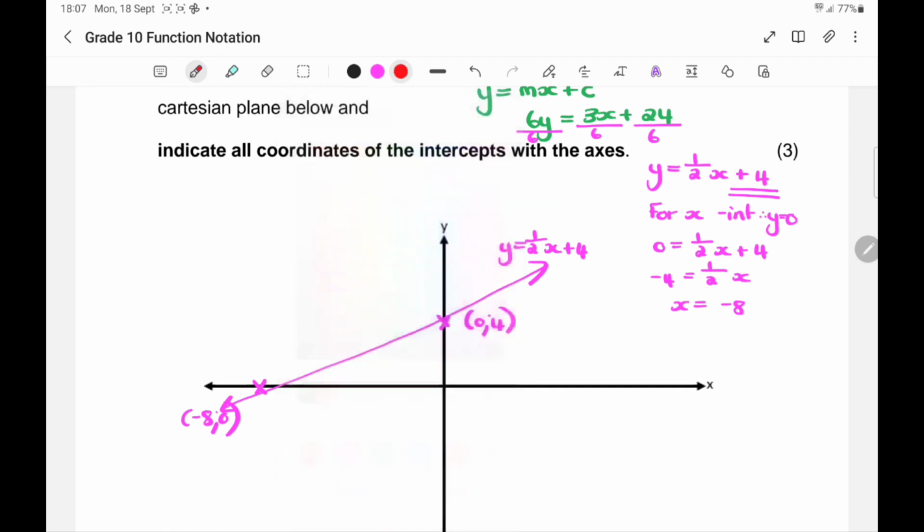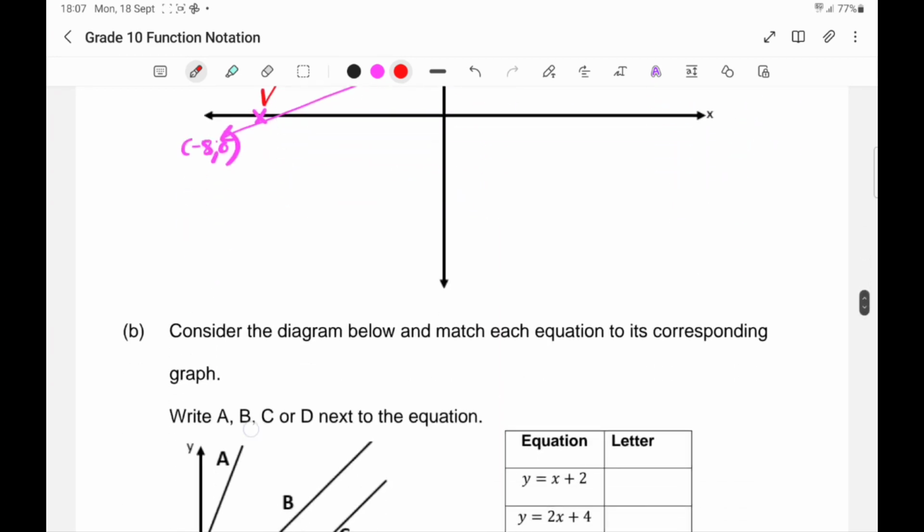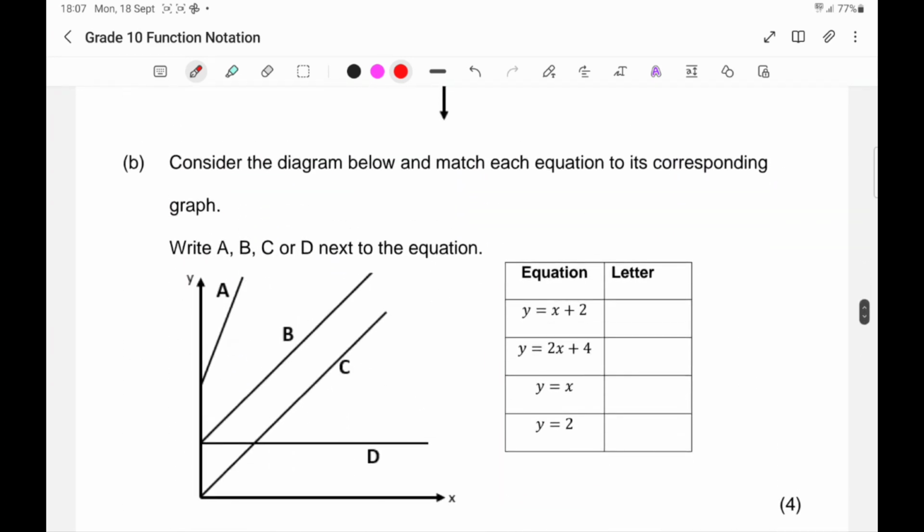So if you had to allocate the marks, it would be for your coordinates, and for reshuffling it into the cookie cutter mold. I always talk like that, the cookie cutter mold, which means it's in the original format of y is equal to.